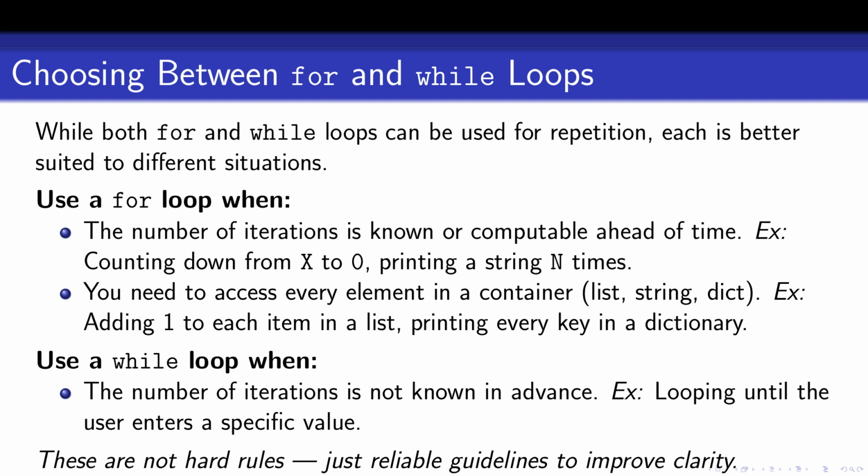On the other hand, choose a while loop when the number of iterations is not known in advance, such as when waiting for a specific user input or repeating until a condition is met. These guidelines aren't strict rules, but they are reliable starting points for choosing the right loop structure. By using the appropriate loop for the task, you make your code easier to understand and reduce the likelihood of logic errors or infinite loops.